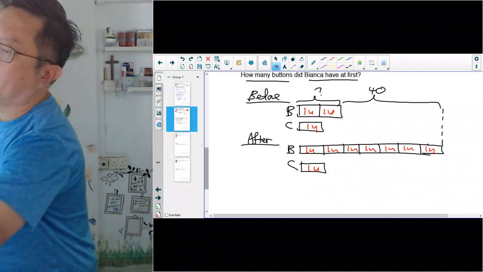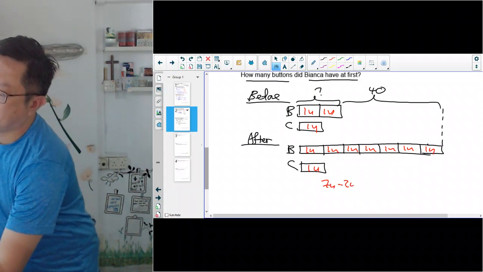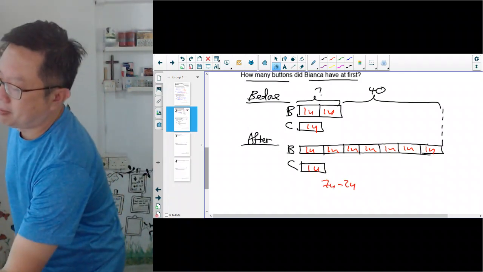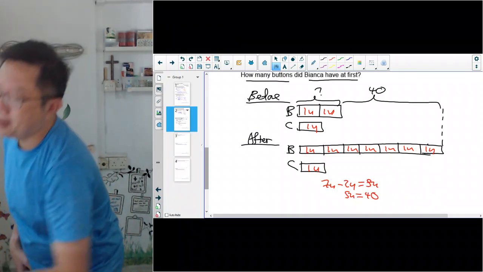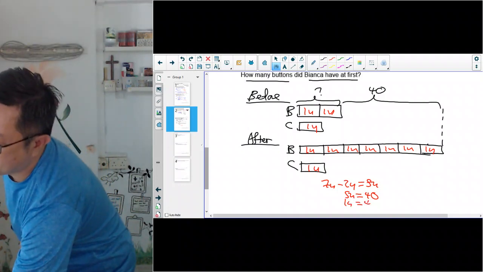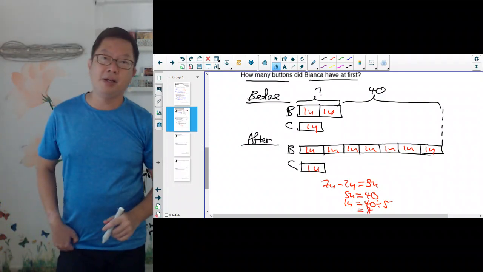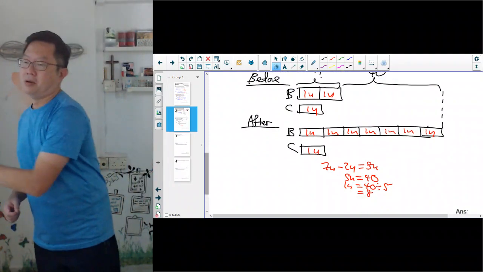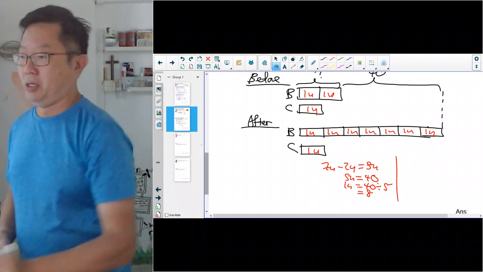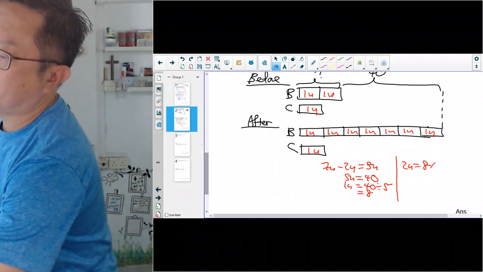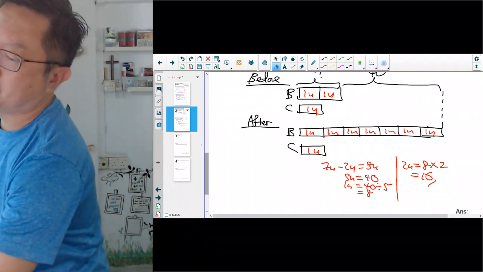So you compare Blanca in the before and the after. Blanca has 7 units minus 2 units at first. So Blanca must have bought 5 units more. So your 5 units must be 40, then divide by 5, so your 1 unit must be equal to 8, right? And once again, once you know what is 1 unit, you can find how many buttons Blanca had at first, which is 2 units. You get 8 times 2, and you get 16. So Blanca must have 16 buttons at first.